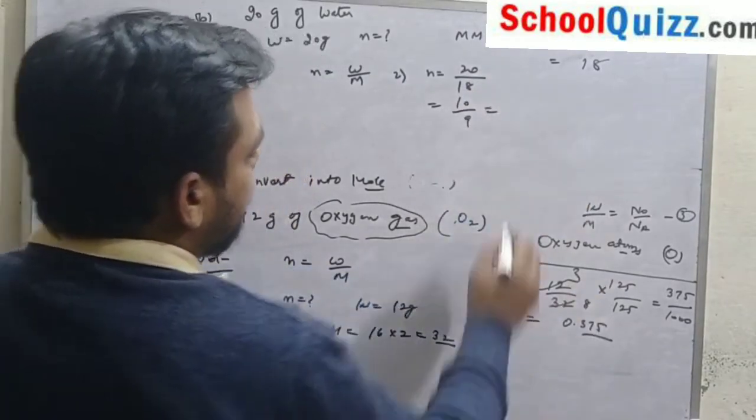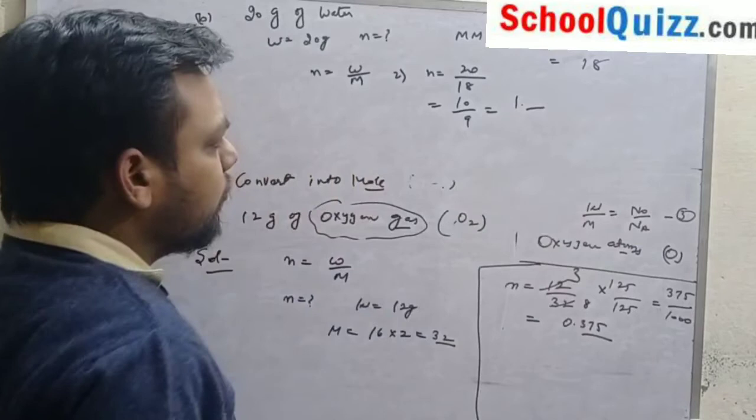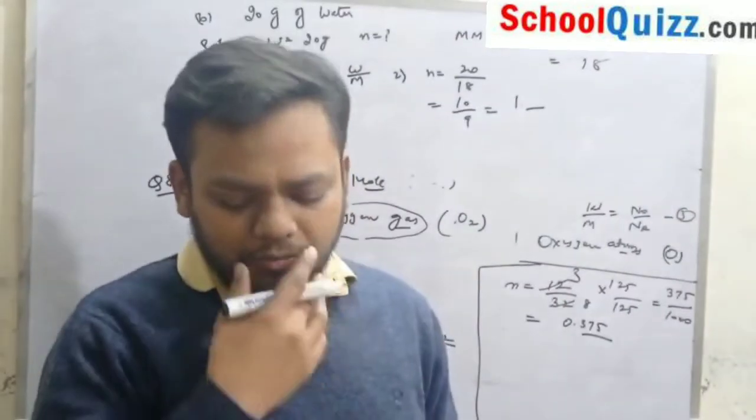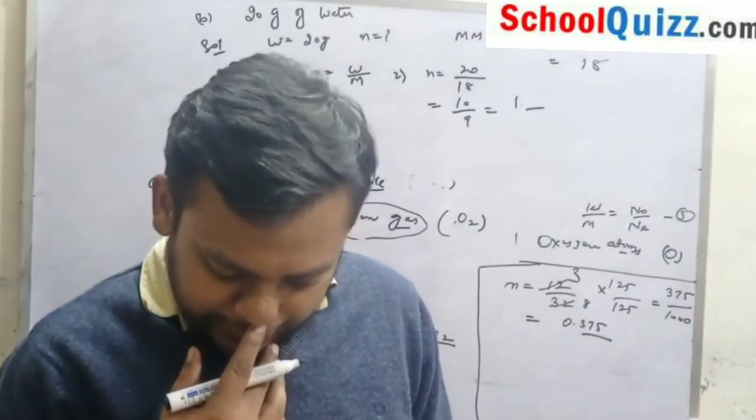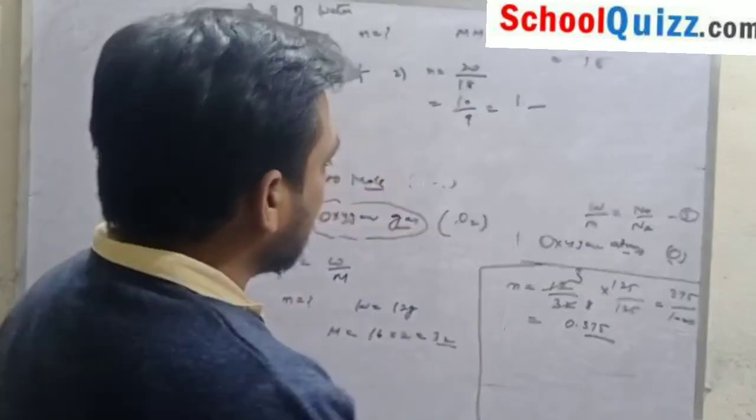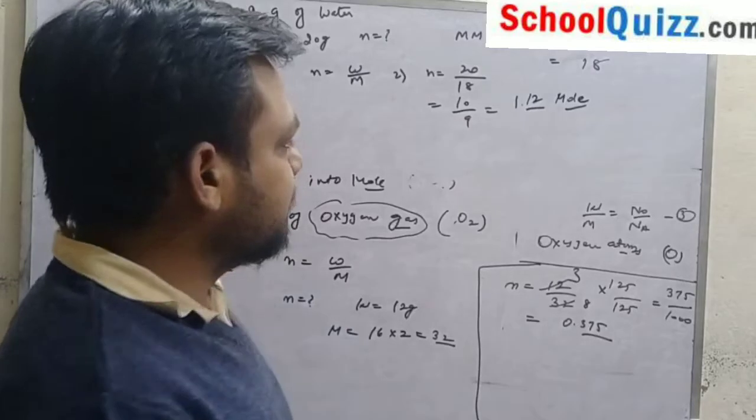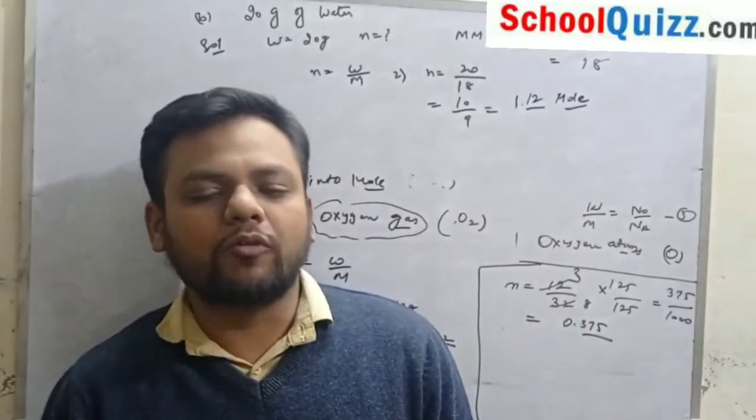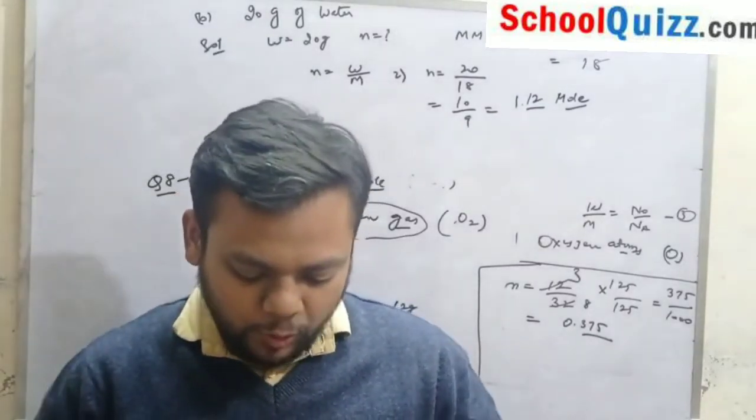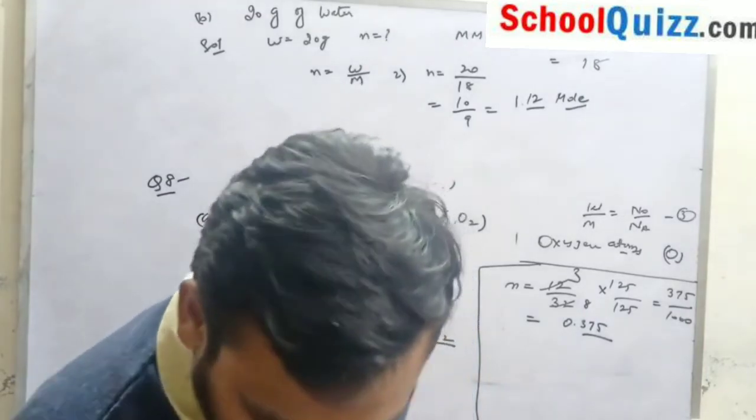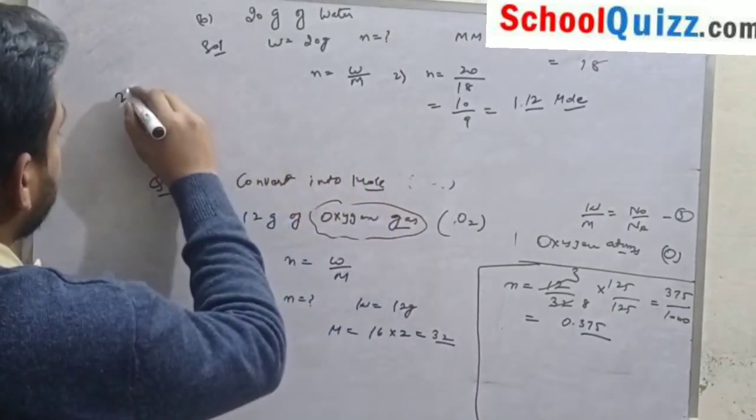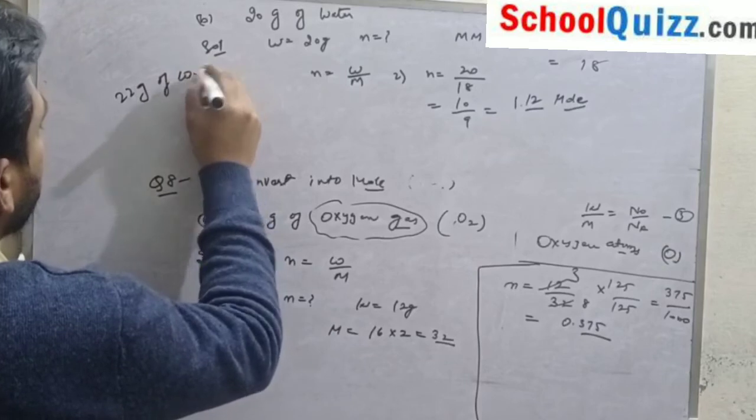10 upon 9, so it will be 1 point something. You can divide it, or you can write it as 1.12 mole. So if you solve, that is 1.12 mole. The C part is homework for you, students. I hope you will solve that. The C part is 22 gram of carbon dioxide.